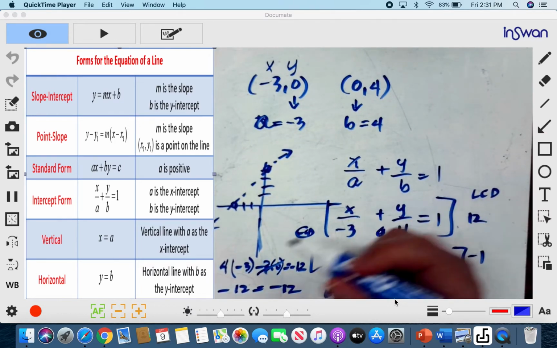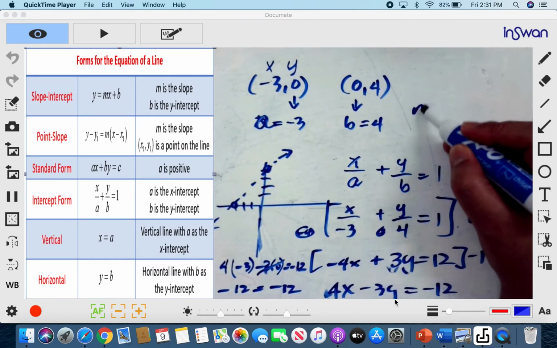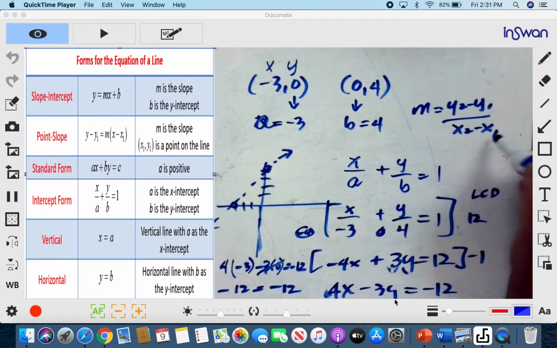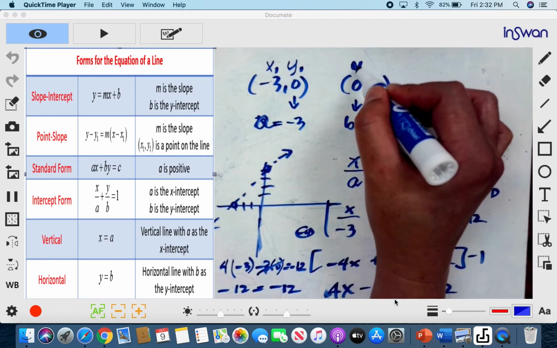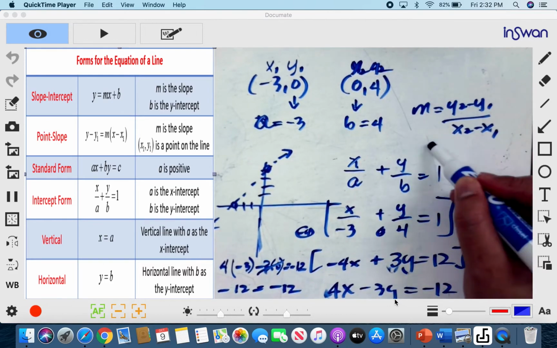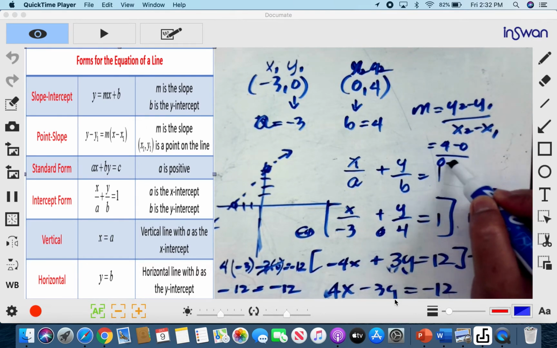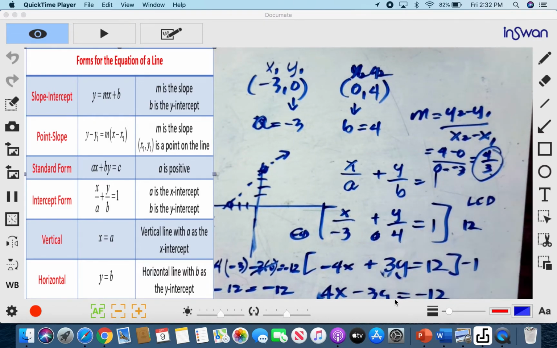Now, I said that the slope of this is positive. Your slope is defined by the equation y2 minus y1 over x2 minus x1. And of course, if this is your x1, this is your y1, this is x2 and y2. So you will have 4 minus 0 all over 0 minus negative 3. Then, of course, this will be 4 divided by positive 3, since negative times negative is positive, and therefore the slope is 4/3. So remember also this formula to find the slope.